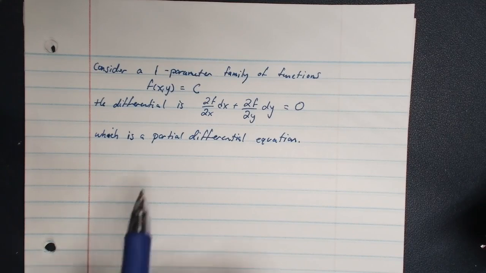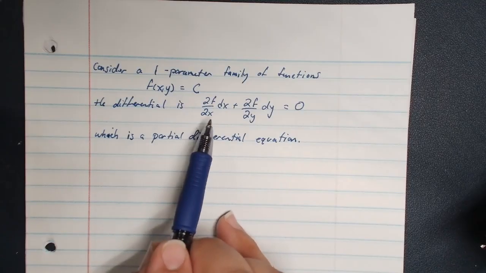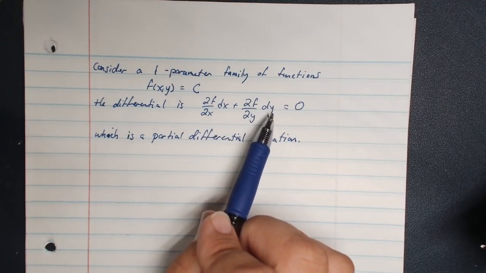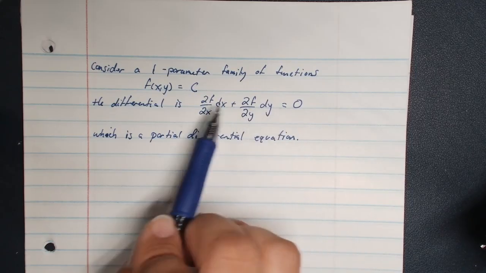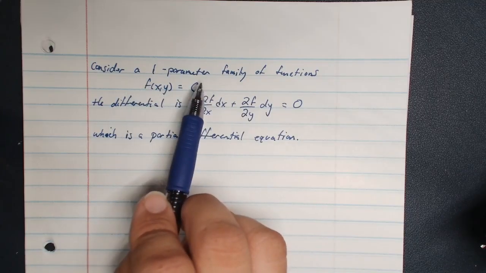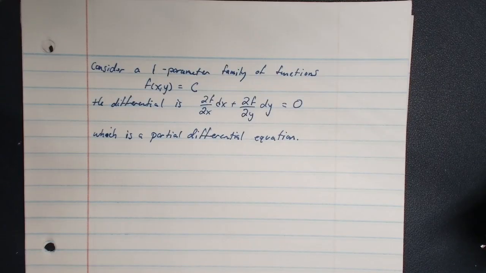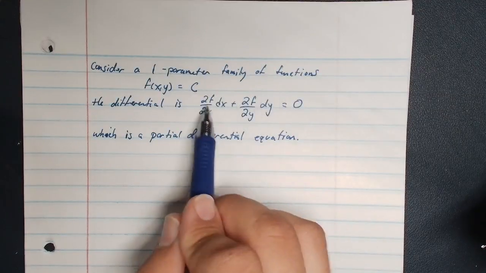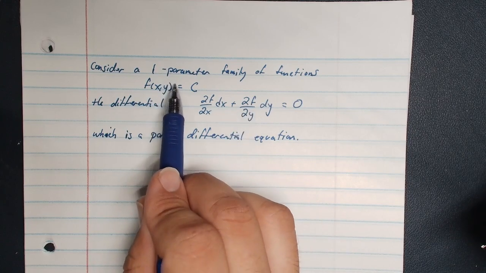Now, if you take a one-parameter family of functions and take its differential, it becomes this partial differential equation. The inverse is not necessarily true. Sorry, not the inverse, the converse. The converse is not necessarily true. If you have a differential equation that looks like this, that doesn't mean it has to come from this family of solutions. So, when does it work like that? If I did have this kind of differential equation, how would I know that it came from something like this?